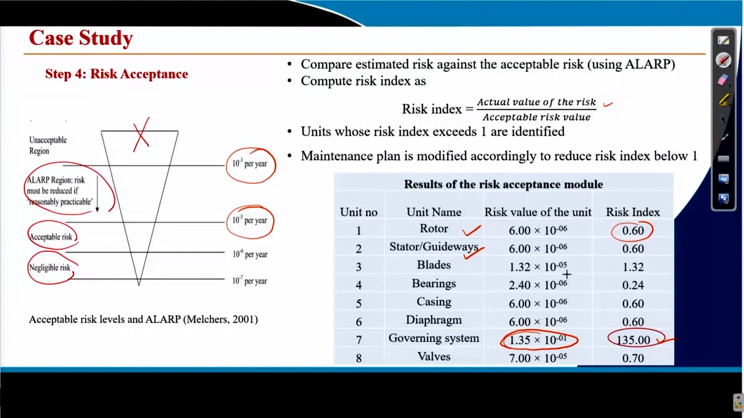and for this one again 10 to the power minus 5, and for this also 10 to the power minus 5, for this 10 to the power minus 5. That means we are saying a much lower risk value is the acceptable risk for these other units.